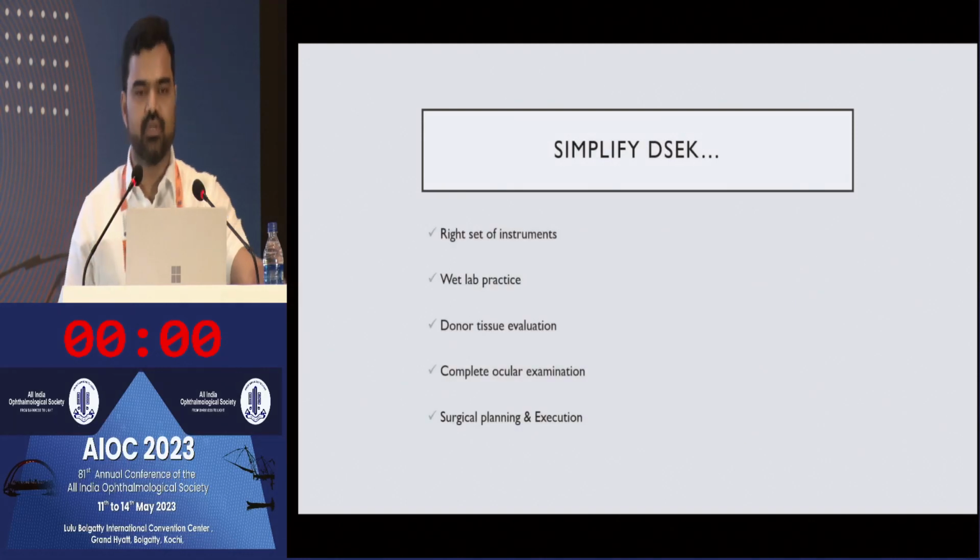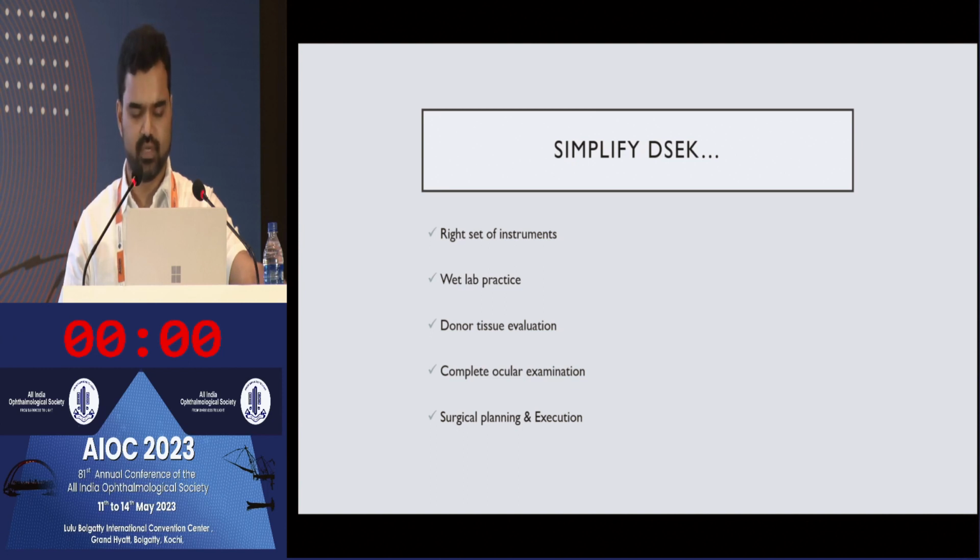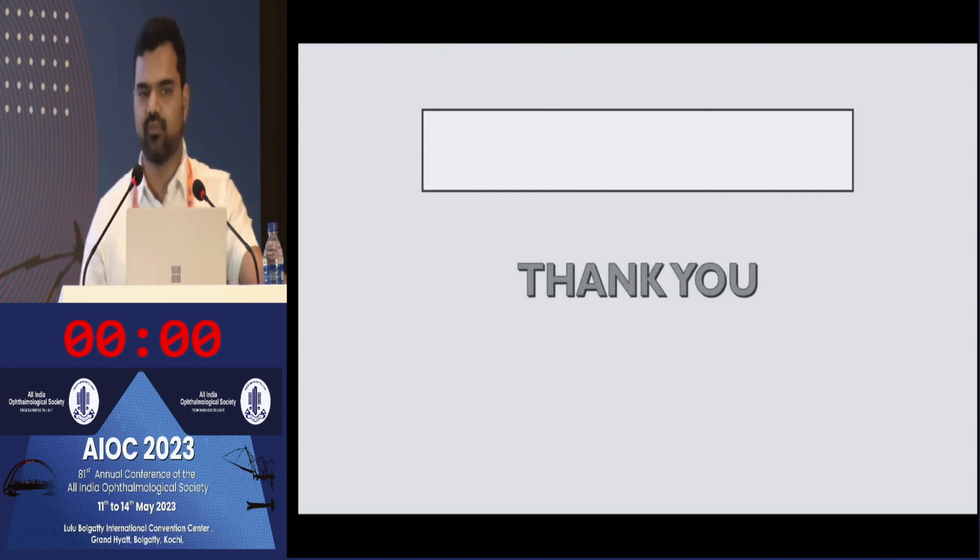So to conclude my session on simplified DSEK, you need the right set of instruments. Investing in the right set of instruments will make your work much easier. A lot of wet lab practice, especially if you are doing manual dissection, and donor tissue evaluation, as I said earlier, a 2 to 3 millimeter rim is very important in these cases, and complete ocular examination with surgical planning and execution is important. Thank you for your patient listening.